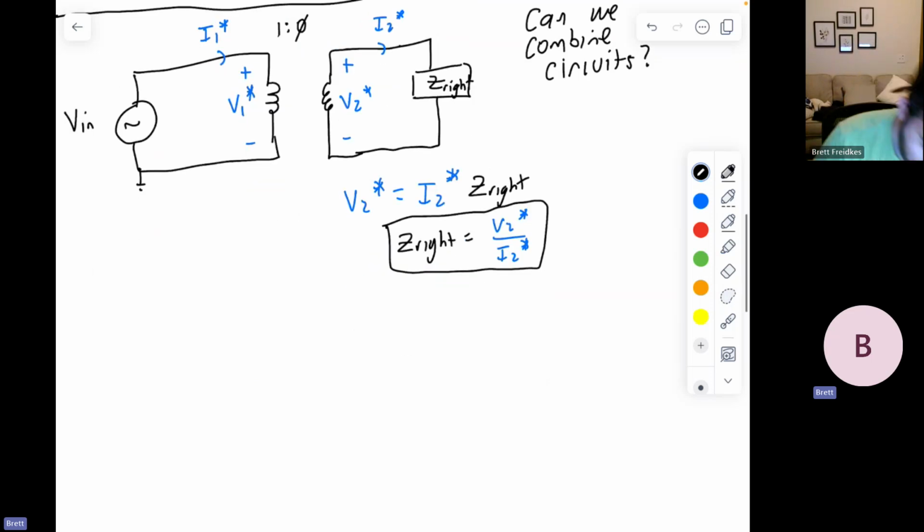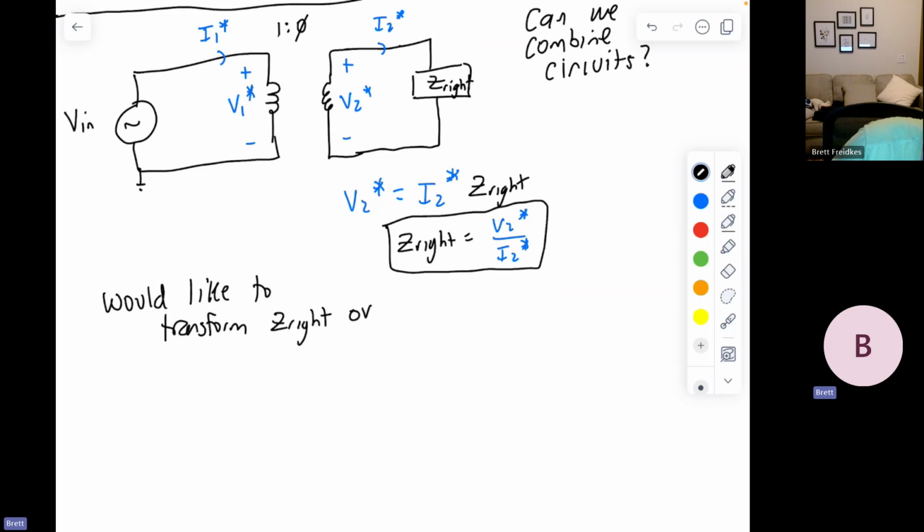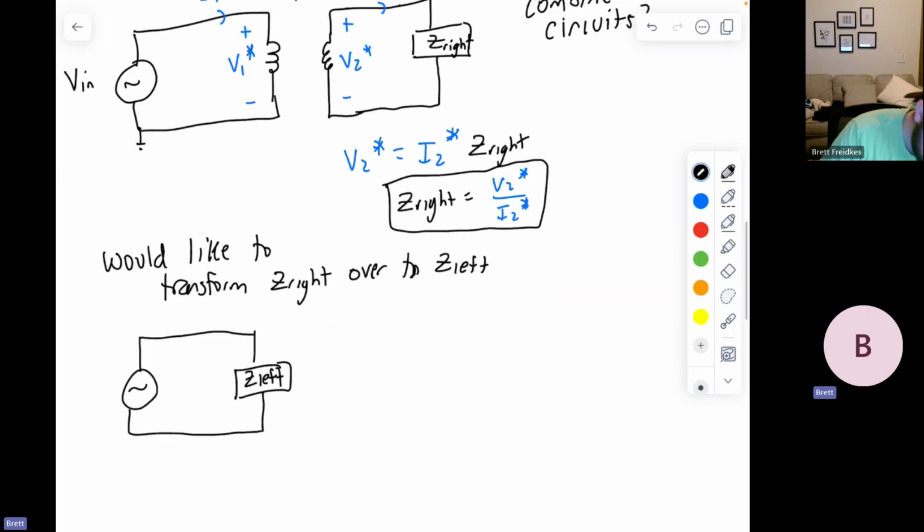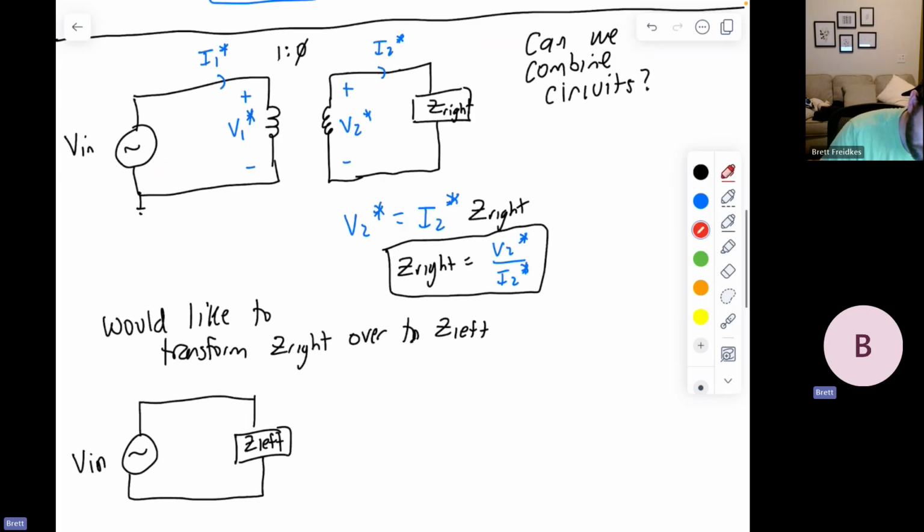But what I would like to do is transform Z right over to Z left. Basically meaning that I will have the same circuit, but in place of the transformer, I will just have the impedance, Z left, on that side.